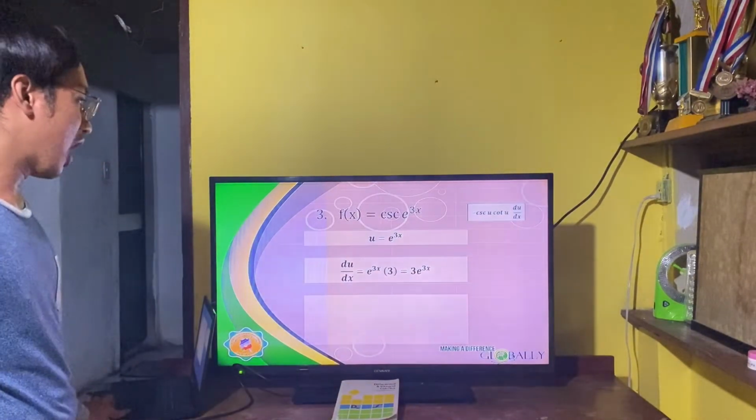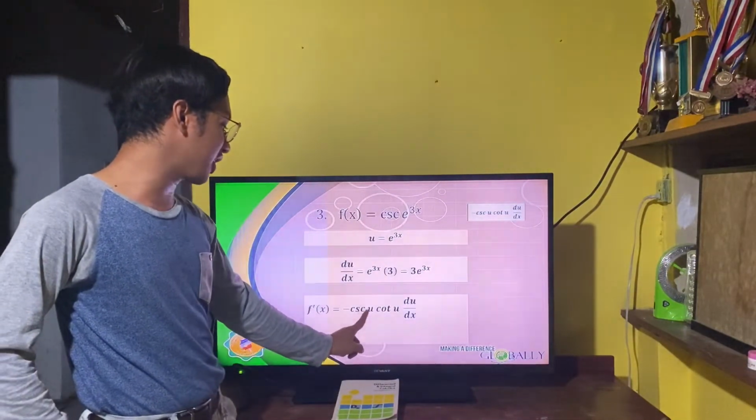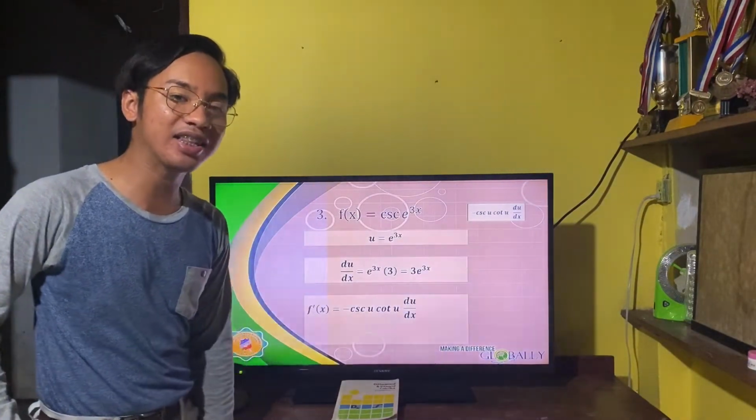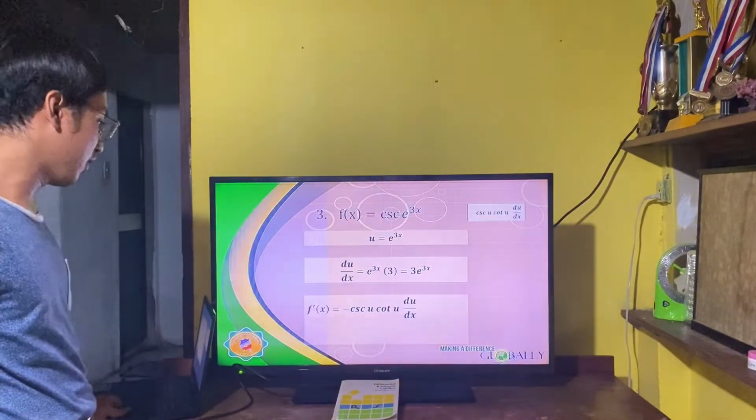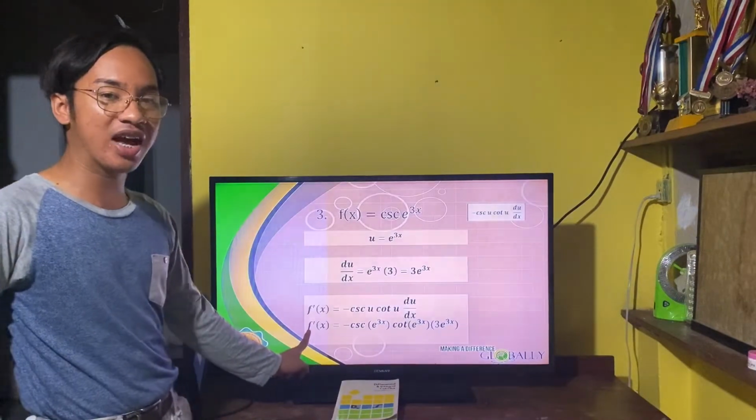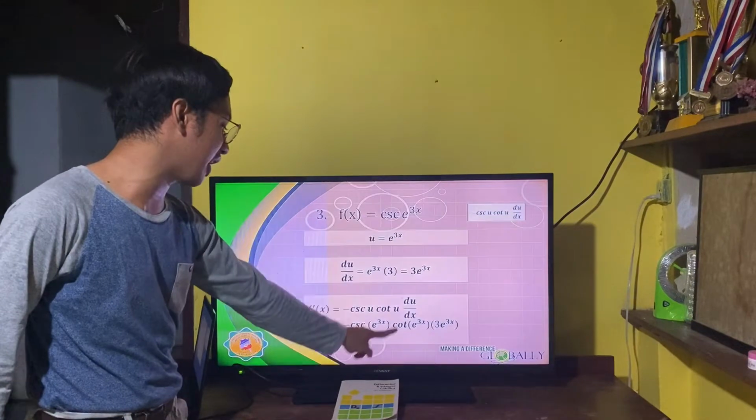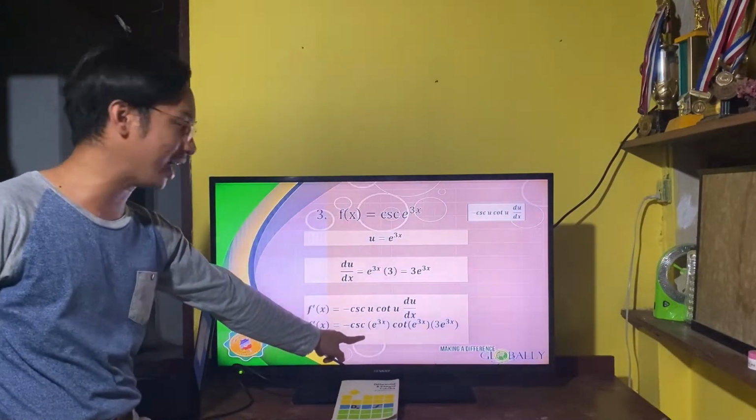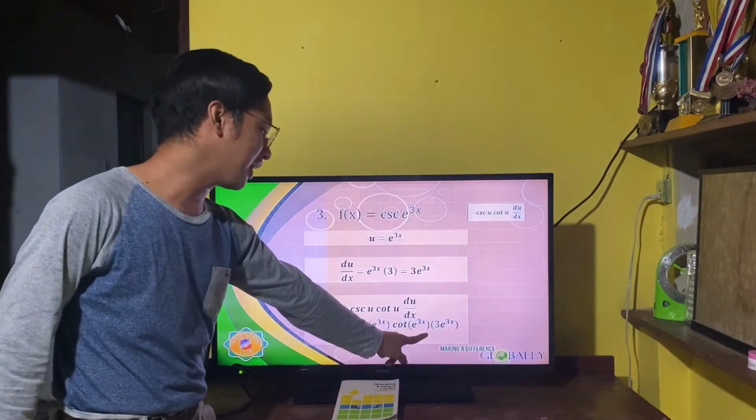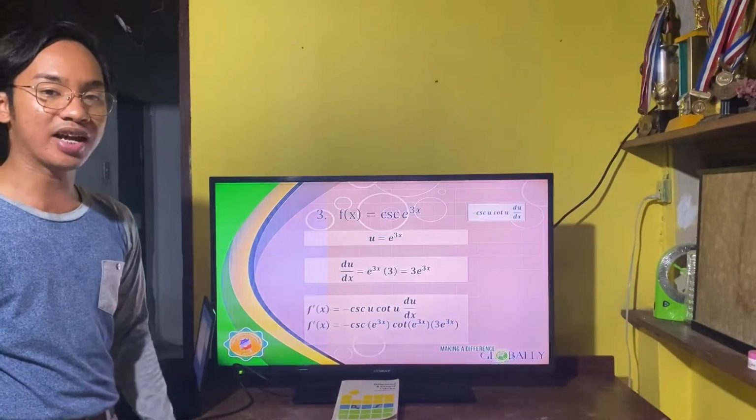That is why our f prime of x now is equal to negative cosecant u cotangent u du dx. Therefore, we are now ready to substitute the values of u and the derivative of u. So f prime of x now is equal to negative cosecant. Our u is e raised to 3x. That's why this is e raised to 3x times cotangent u, which is e raised to 3x again, times the derivative of u, which is equal to 3e raised to 3x.